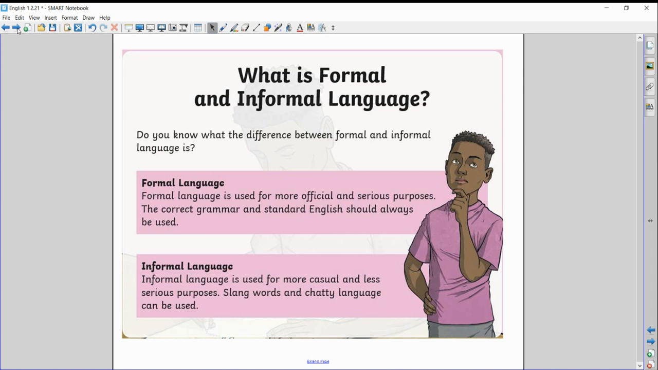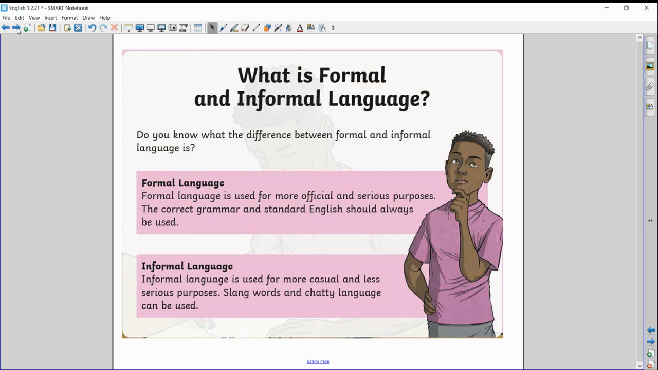So what is formal and informal language? There's different ways of speaking to different people depending on where they work, how well you know them, what position they've got. Formal language first. Formal language is used for more official and serious purposes. I like to think of it when you don't know a person or they're working in an important job and you've got to try and impress them.